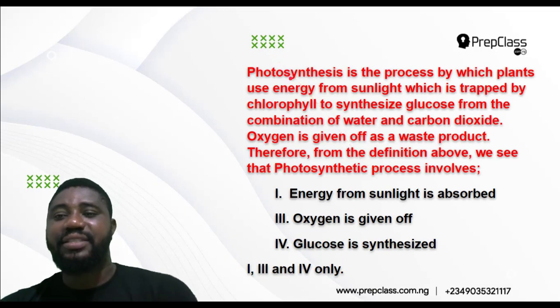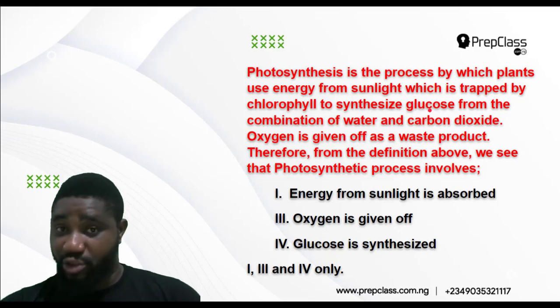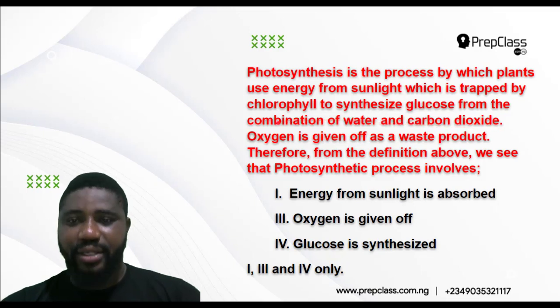Now, photosynthesis is the process by which plants use energy from the sun, which is trapped by chlorophyll, to synthesize glucose, that's to manufacture glucose, from the combination of water and carbon dioxide. Oxygen is usually given off as a waste product. Therefore, from the definition, we see that energy from sunlight is absorbed, oxygen is given off, and glucose is synthesized. So 1, 3 are part of photosynthesis.